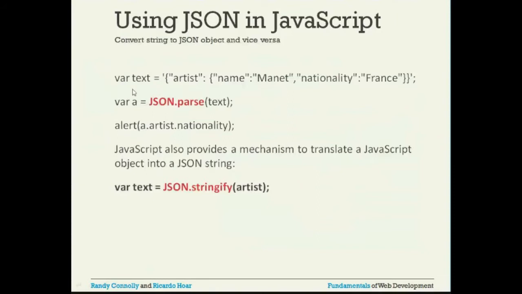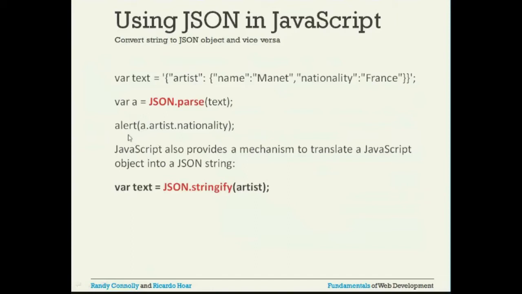Here is the text. The variable text is equal to the JSON format inside single quotes, which basically is nothing but a text. Then we call JSON.parse and pass this particular text as the parameter. JSON.parse will take this text. If this text is a valid JSON format, then it will convert it into a JavaScript object, and that JavaScript object reference will be given to this variable a.